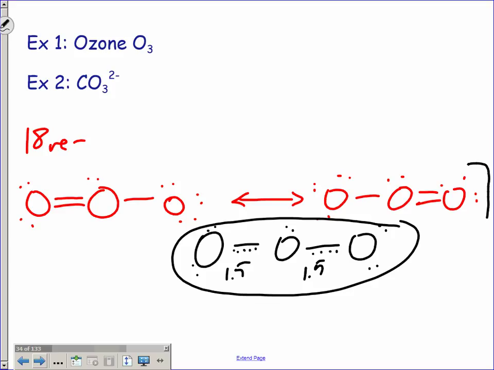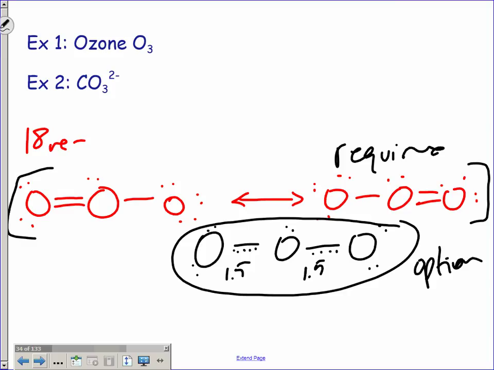But most of the time, they would expect that you would draw this one, and then put brackets around them to say this is a full resonance system, because this is really hard to draw accurately sometimes. So I'm just showing you this is an option, but definitely not required. This up here would be required if I were to have you draw resonance structures.